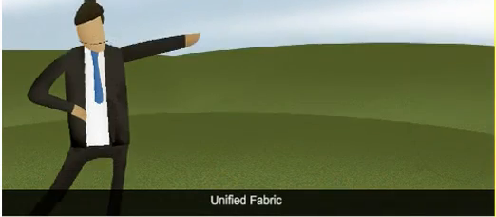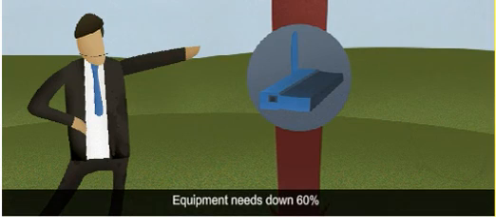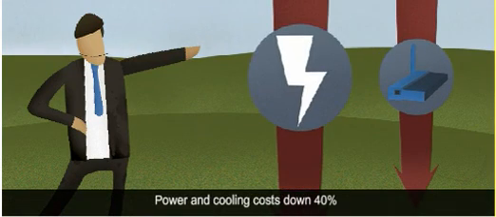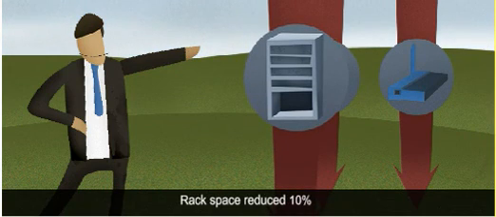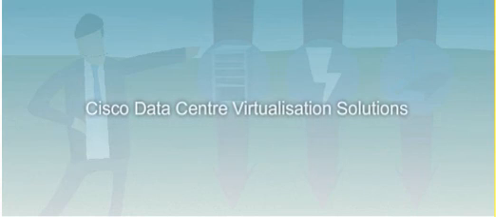With Cisco Unified Fabric, Verlingo reduces their network adapter needs by up to 60%, saving up to 40% in power and cooling costs. It also frees up 10% of the estimated rack space. Verlingo now takes advantage of the upsurge in global trading traffic thanks to Cisco Virtualization Solutions.